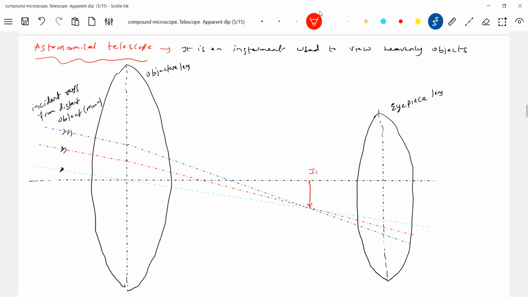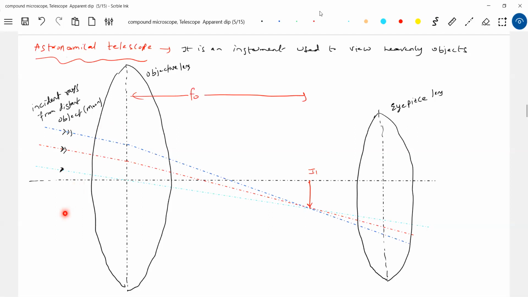The image I1 is this. So what should this distance be? This must be equal to F naught. I think everyone accepts this. Usually in ray optics, we show the rays coming parallel to the principal axis. Sir, why can't the rays come parallel to the principal axis?